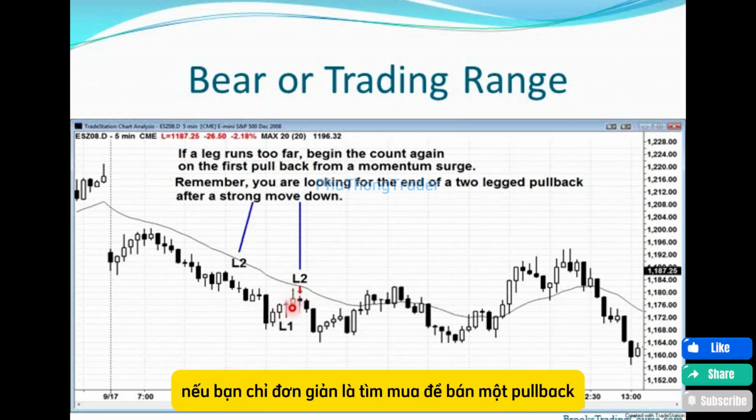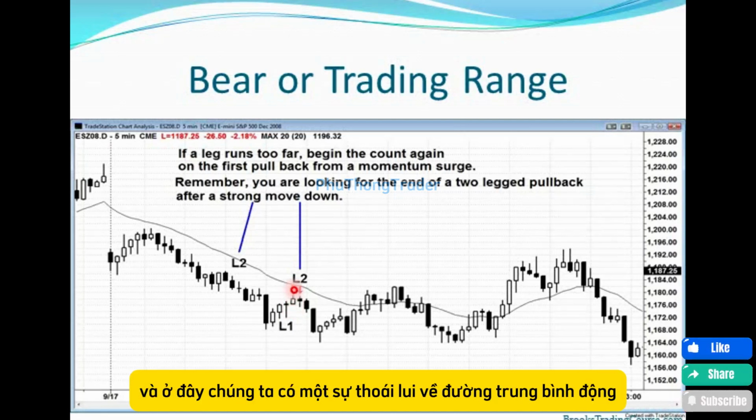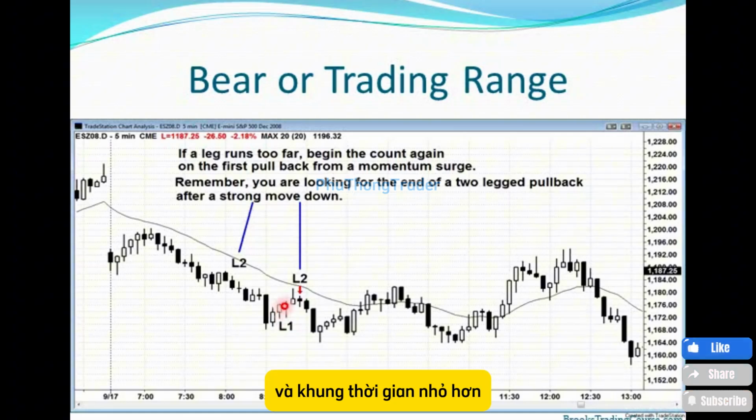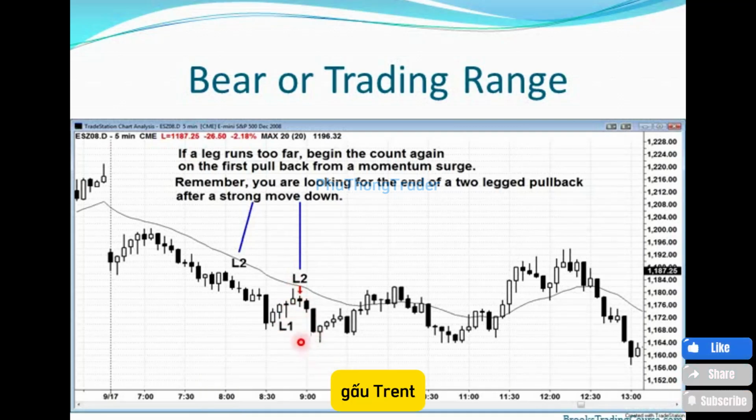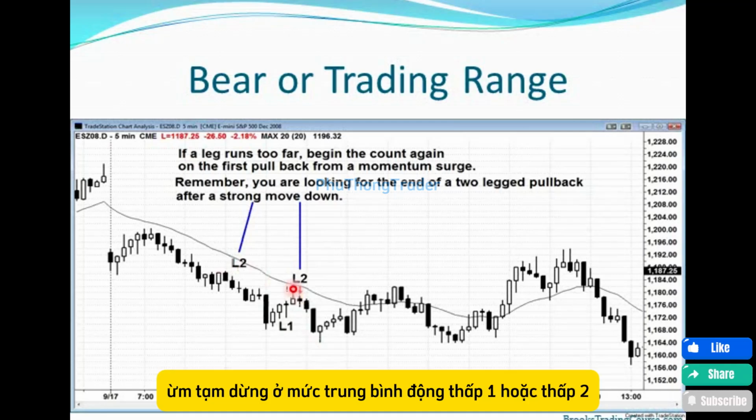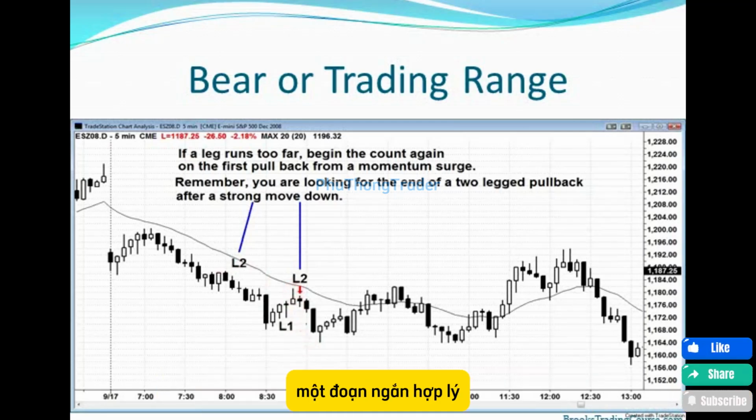Doesn't matter. You're just simply looking to sell a pullback, and here we have a pullback to the moving average. And on a smaller time frame, you can see that it's subdivided into a low 2. Push up and down with this tail, and then up again. So bear trend. A pause at the moving average, low 1 or low 2, a reasonable short.